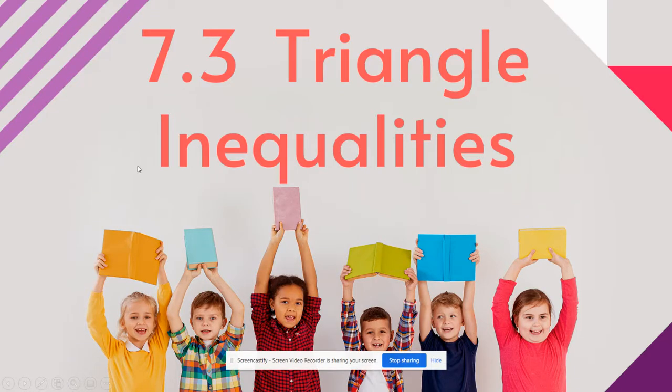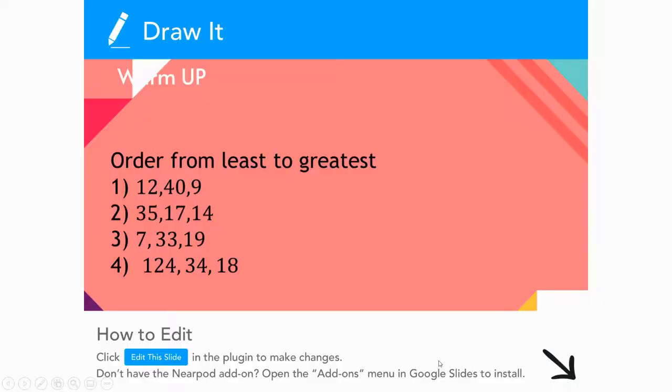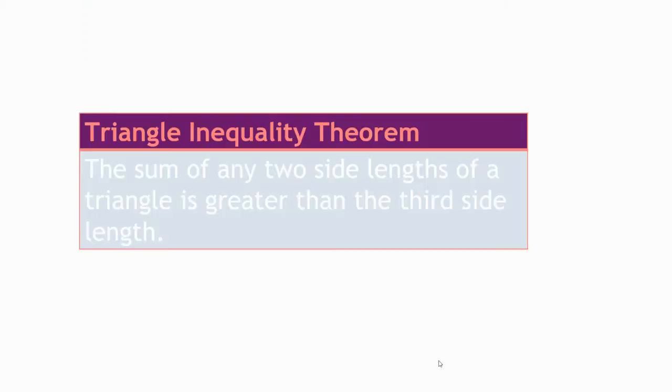All right, now we're moving on to 7.3, triangle inequalities, okay? So you did have a warm-up question, just putting the questions from least to greatest. That's pretty easy, right? And now we're going to move on to the triangle inequality theorem.